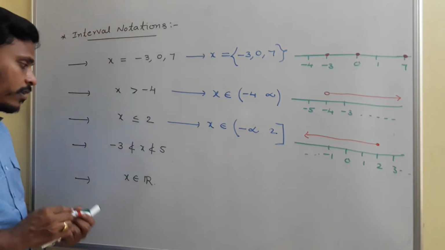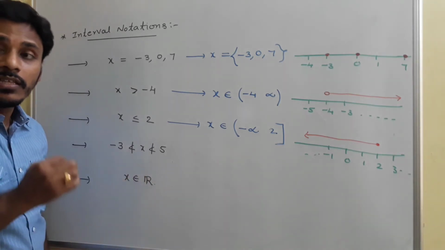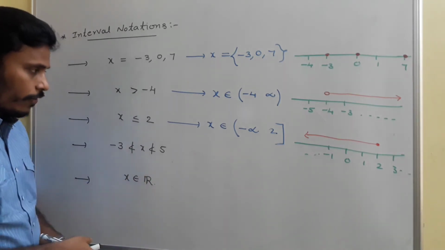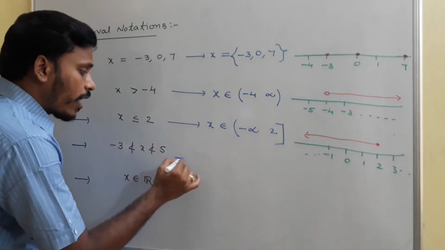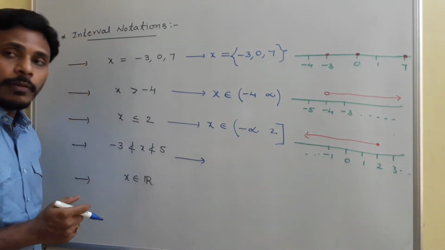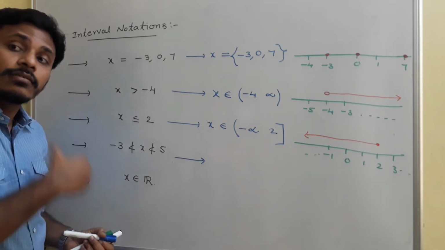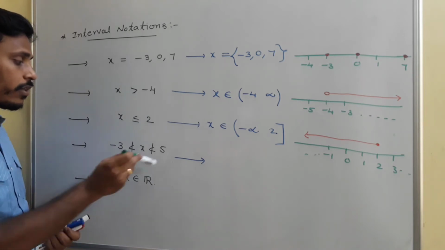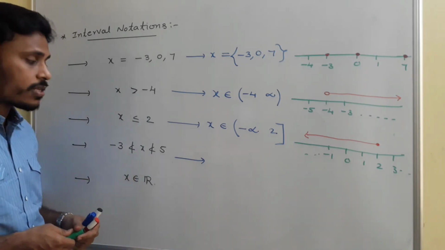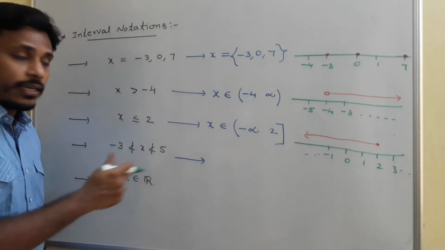Whereas in the second case, see, x values are not in between minus 3 and 5. Just think about it, okay? Somewhat different, okay? X values are not in between minus 3 and 5. Then where are they? They are either more than 5 or less than minus 3. First of all, I will represent it on the number line and then I will try to write it in interval notation.